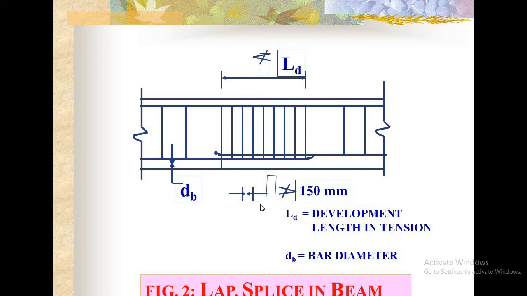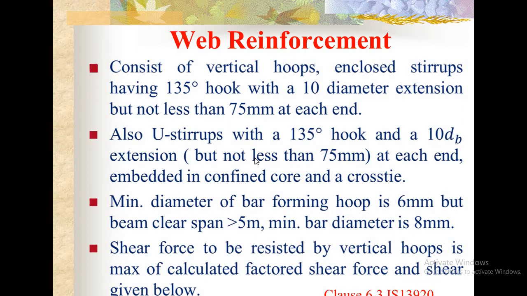This is lap splice beam. At lap splice beam, the spacing should not be greater than 150 mm where splicing is given. Web reinforcement consists of vertical hoops enclosed, the stirrups having 135 degree hook with a 10 mm diameter extension but not less than 75 mm at each end.